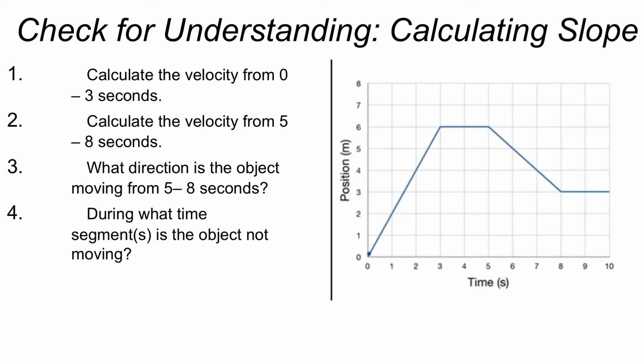So now let's look at an example and see how you're doing with this so far. First up, we're going to calculate the velocity from 0 to 3 seconds. And y'all have this same graph on your guided notes to work off of. So we're going to look at the slope of the line from 0 to 3 seconds. So here we have rise over run is what we're going to do.